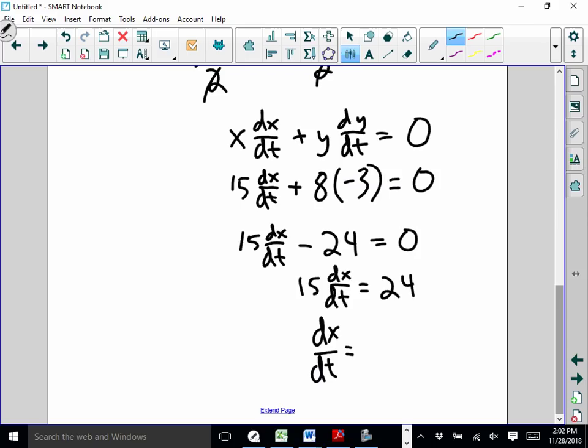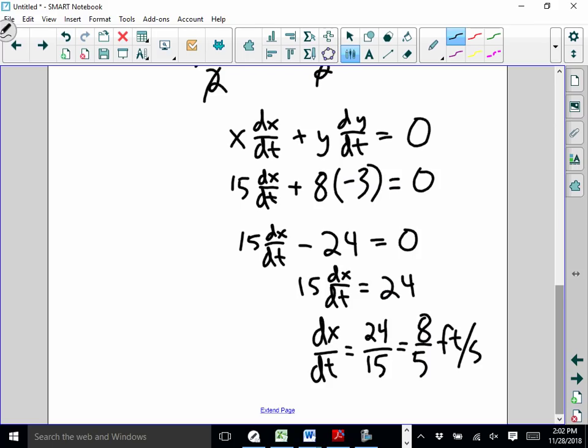Both of those divided by what? 3. 24 divided by 3 is 8. 15 divided by 3 is 5. So I get 8 fifths. My unit, x, is a distance. In this problem, I used feet per second.